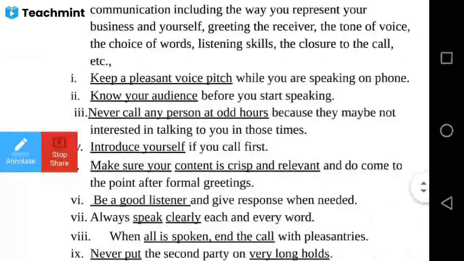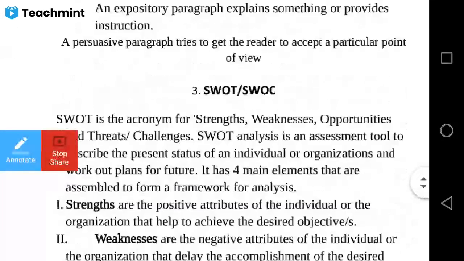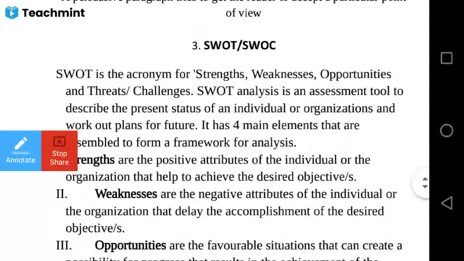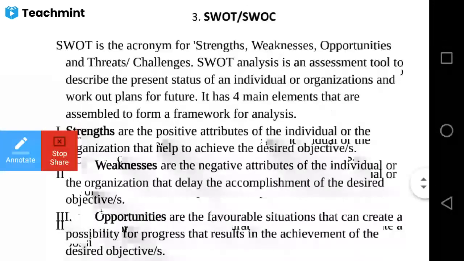Look here, this is the material, these are the notes I am going to dictate to you. Simply, what is SWOT or SWAT? Here you can see there are two, SWAT and SWOT. SWAT is an acronym for strengths, weaknesses, opportunities and threats or challenges. Just now I told you, in place of T we have to use C. SWAT analysis is an assessment tool to describe the present state of an individual or organizations.